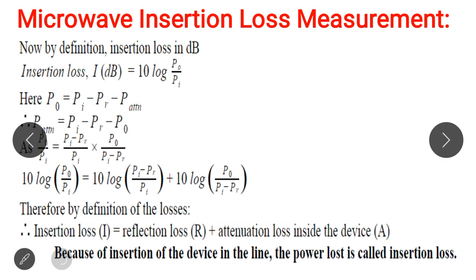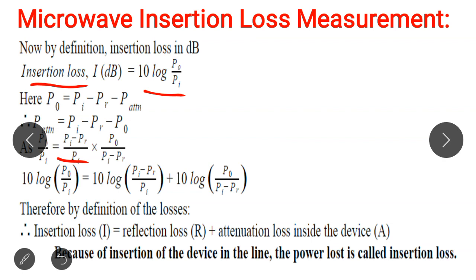Now the definition of the insertion loss in dB. The insertion loss, that is I in dB, can be expressed as 10 log P0 divided by Pi. Here P0 equals Pi, that is input power, minus reflected power minus attenuated power, and therefore P attenuation is given as Pi minus PR, reflected power, minus output power. P0 by Pi will be equal to Pi minus PR divided by Pi into P0 upon Pi minus PR.